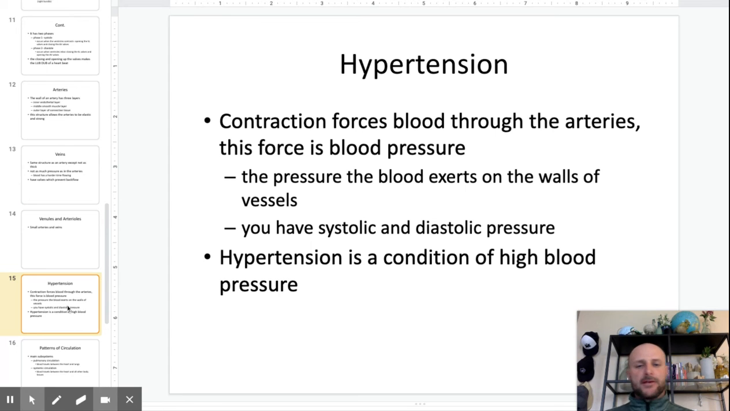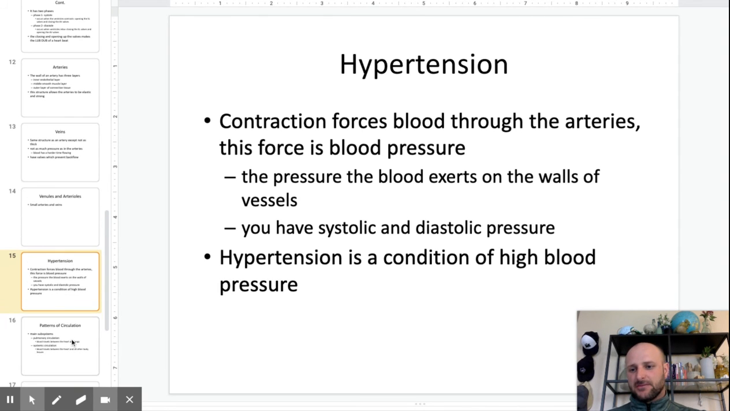You can read about hypertension here on this slide. Hypertension is just the word for high blood pressure. A lot of times as people get older, their blood vessels get a lot of cholesterol buildup, and that makes high blood pressure. That's called hypertension.